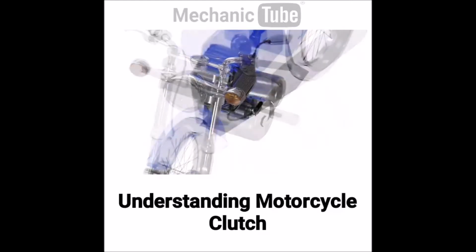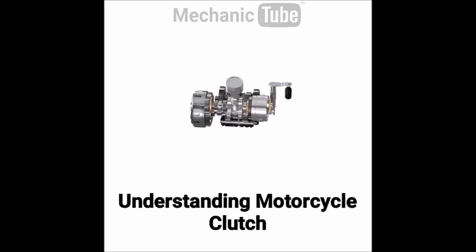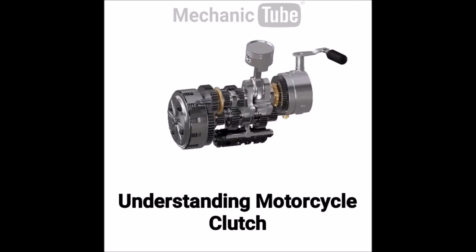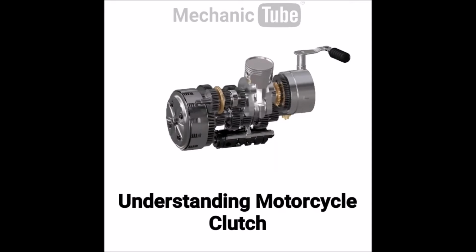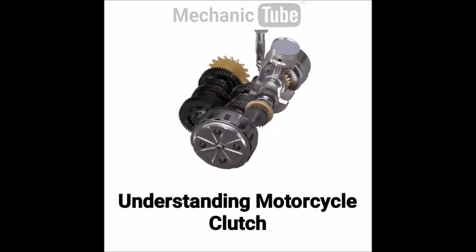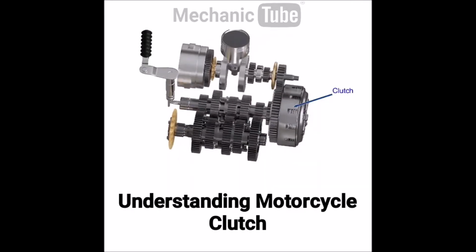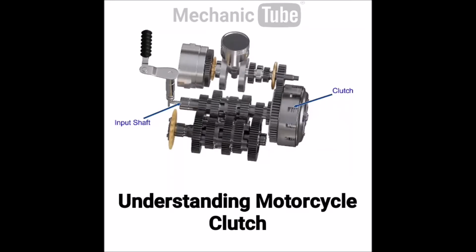Before going into the details on the working of a clutch, let's see how it is assembled in motorcycles. The power from the engine is converted to rotary motion by the crankshaft as shown. This power is then transferred to the clutch housing. The clutch assembly transfers power to the input shaft of the gearbox. The power is then transferred to the output shaft and eventually to the rear wheel of the motorcycle.